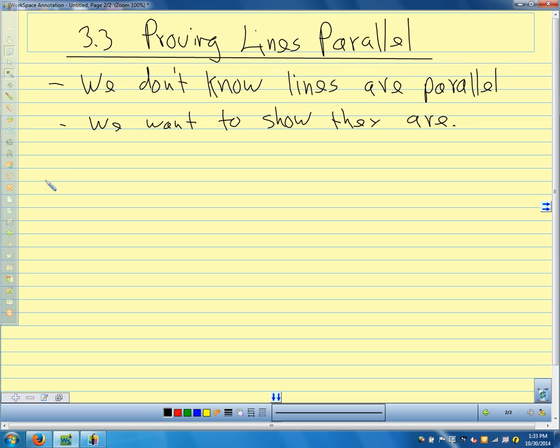So let's start in the upper left. It says using corresponding angles. So what we're going to write in there is, and all this will seem a little repetitive, but this is how we prove that lines are parallel. If corresponding angles are congruent, then the lines are parallel.